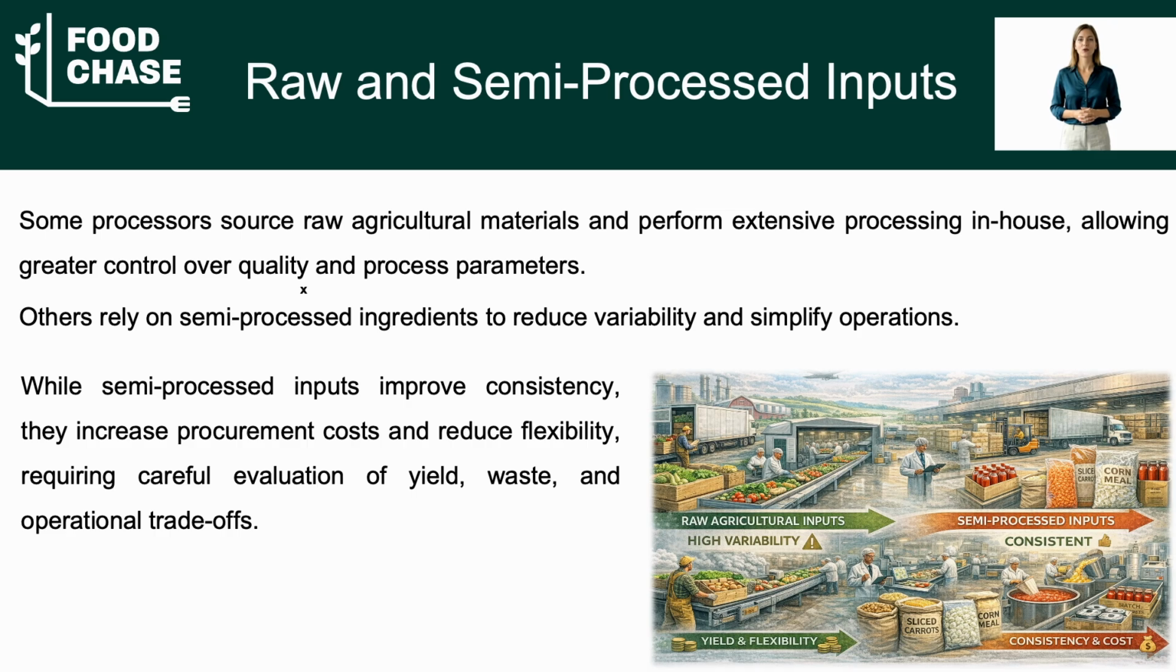Processors may source either raw agricultural materials or semi-processed ingredients. Raw inputs allow greater control over quality and processing parameters, but introduce more variability. Semi-processed inputs improve consistency and simplify operations, but increase procurement costs and reduce flexibility. Choosing between these options requires careful evaluation of yield, waste, and operational trade-offs.